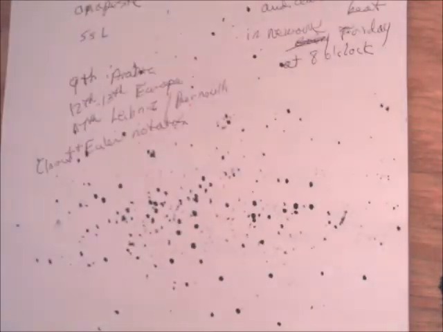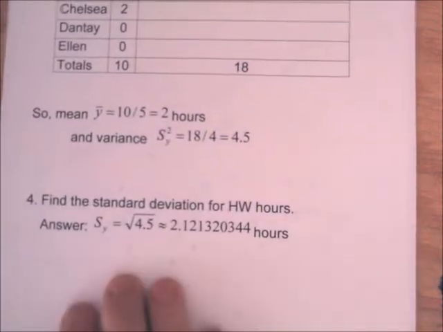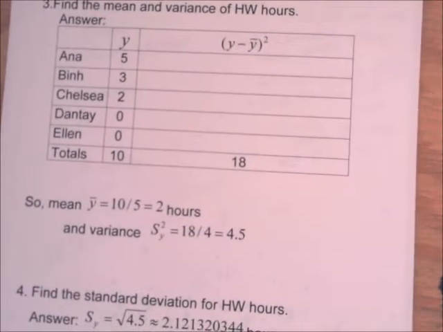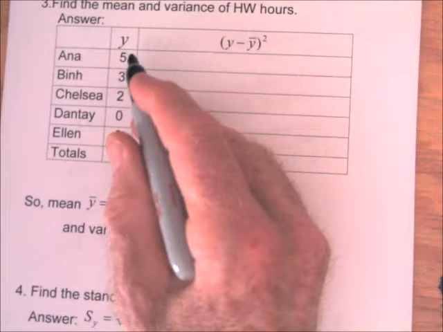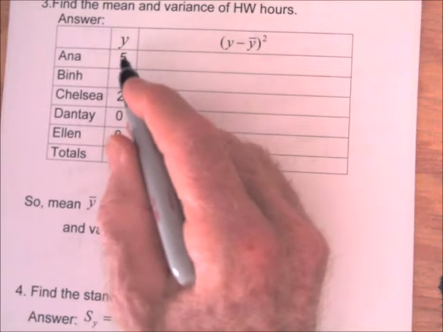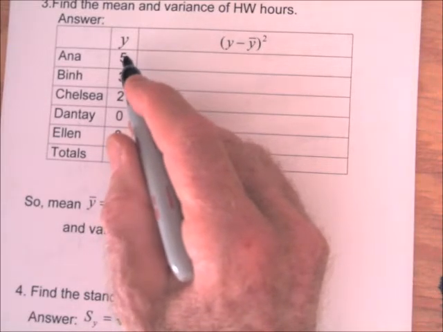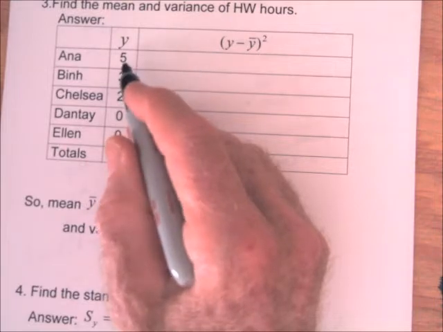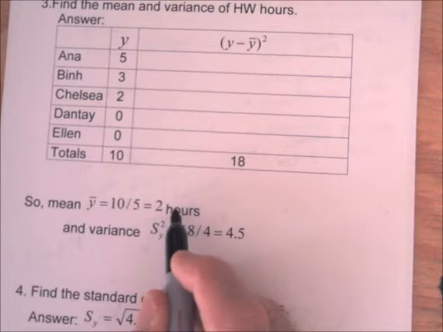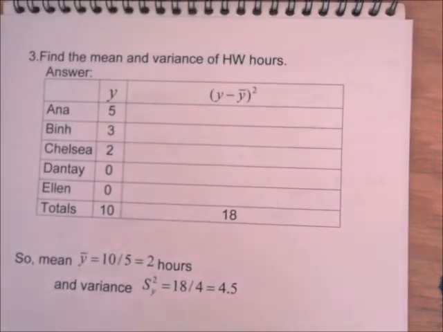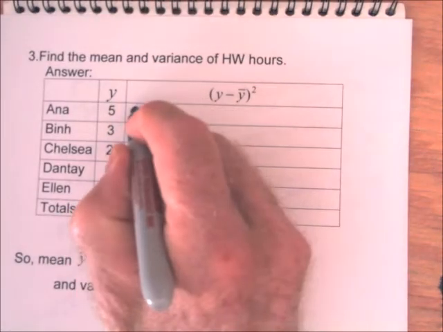And then we want to do the same thing for the y variable. So I left off some of the steps here. So here's the y numbers. The y variable is the amount of time, number of hours spent doing homework. These add up to 10. So the mean for y, 10 divided by 5 is 2. And then in this column here, we want each score minus the mean.